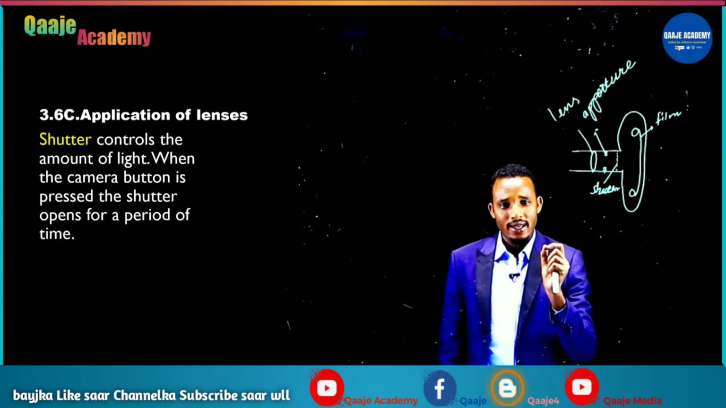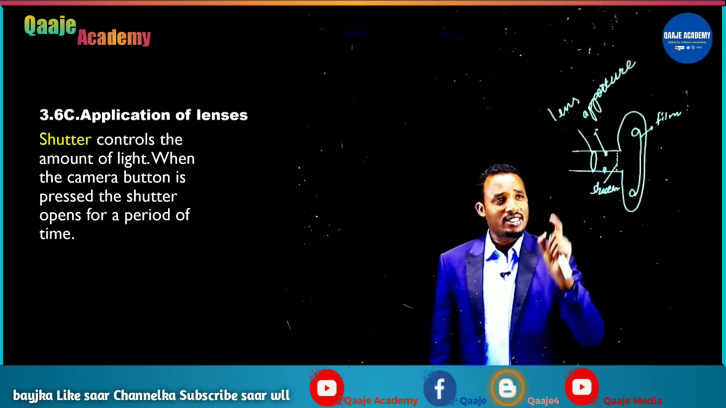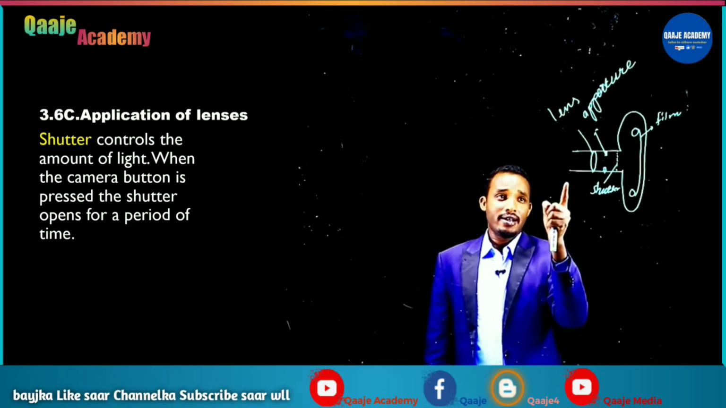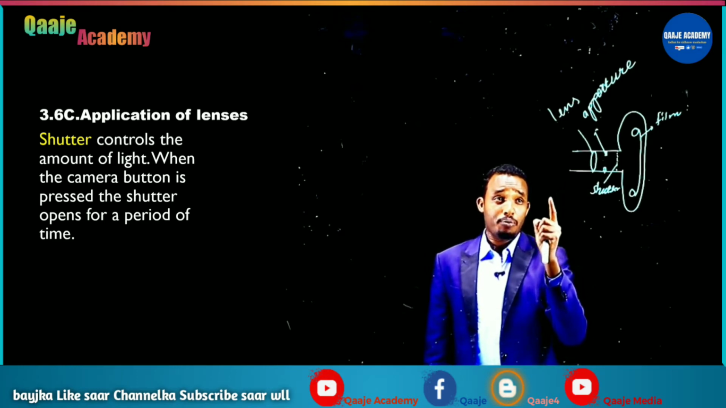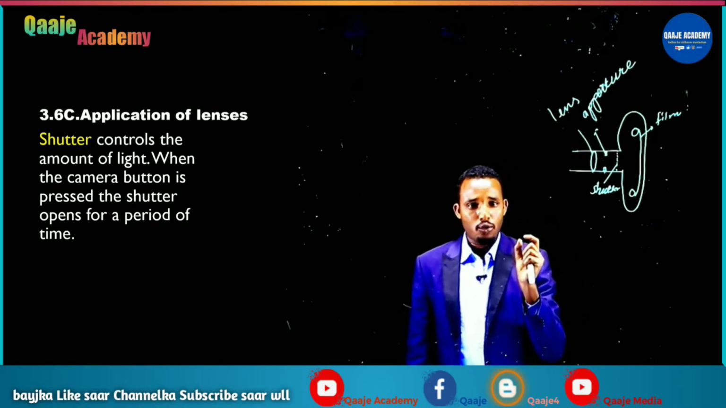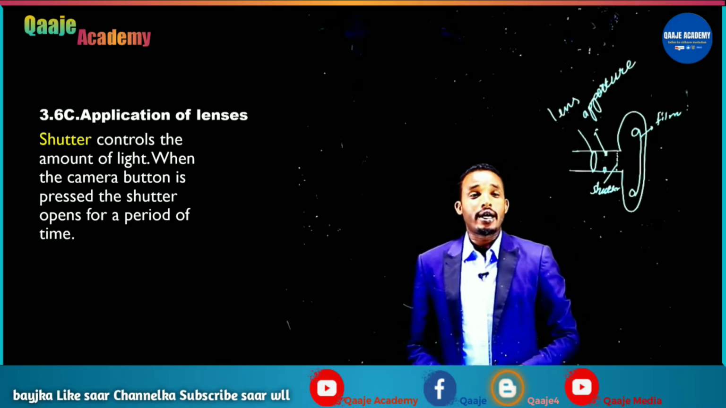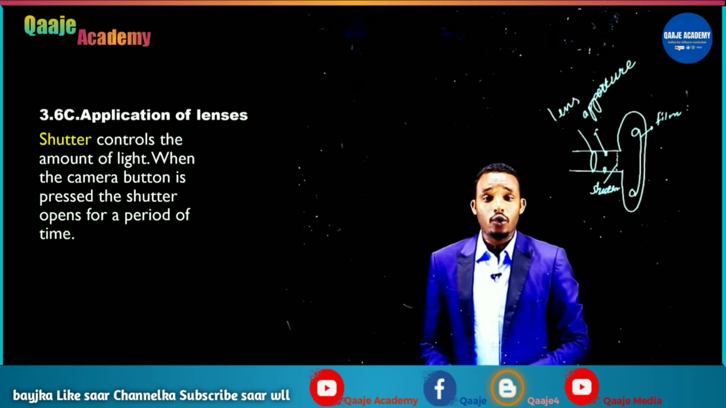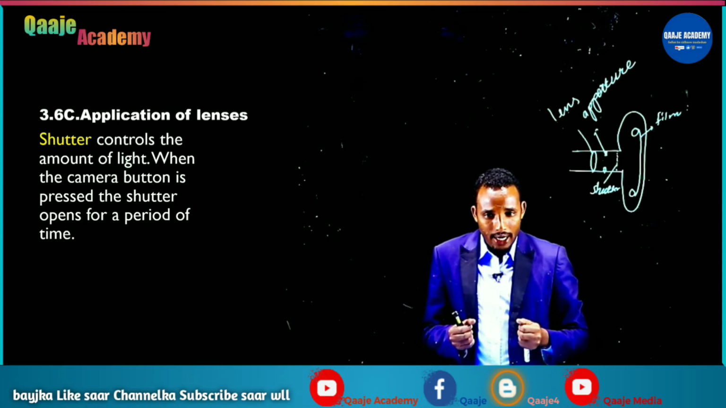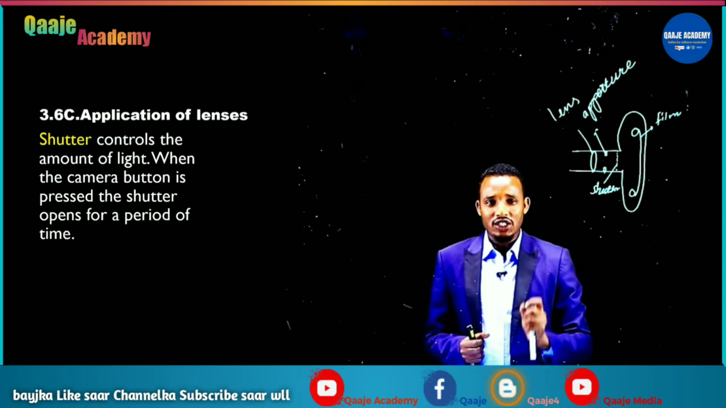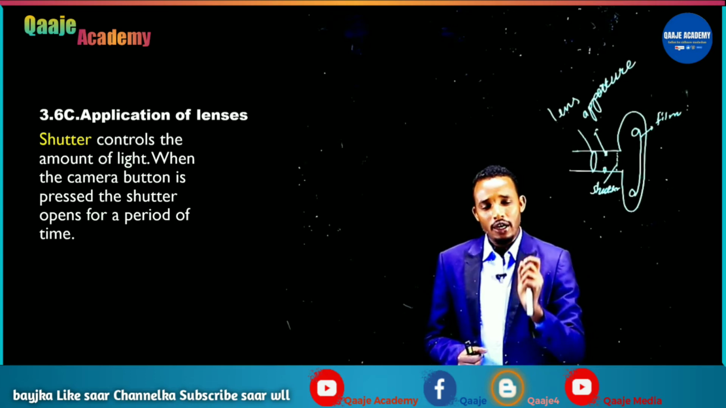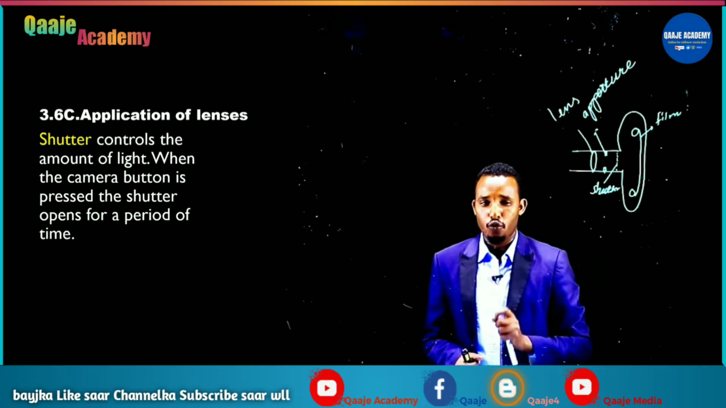The amount of light entering the camera can be controlled by lengthening the time that the shutter is open. The light entering the camera is controlled by the time the shutter stays open. So when the camera is touched and the picture is taken, the shutter opens for a predetermined time, a period of time.